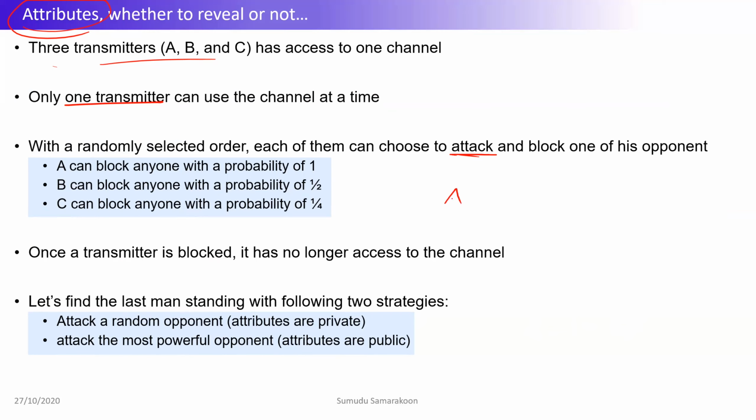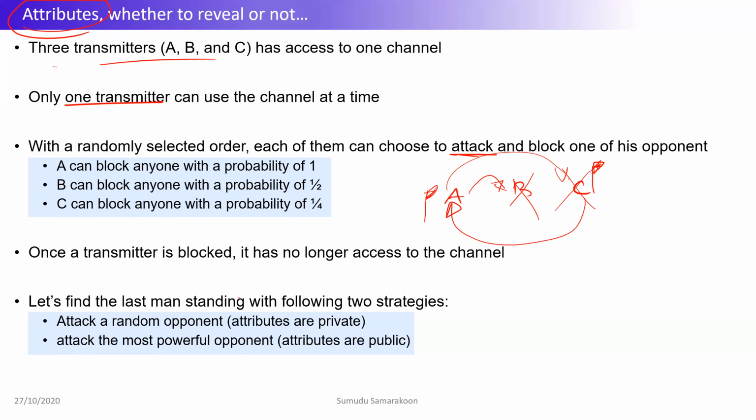So let's say the order is A, B, and C. If A decides to attack B, B is out of the game, and then C decides to attack A. If C succeeds, C will get the chance to access the channel. If he fails, then the turn gets to A, who is going to attack C, and A gets the access. Now here we consider two different strategies.